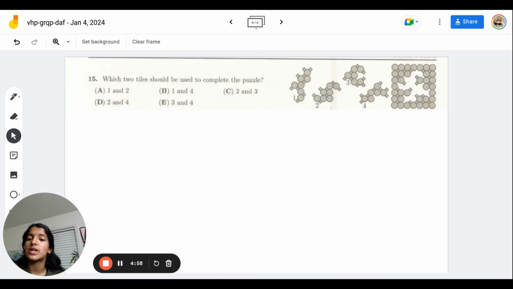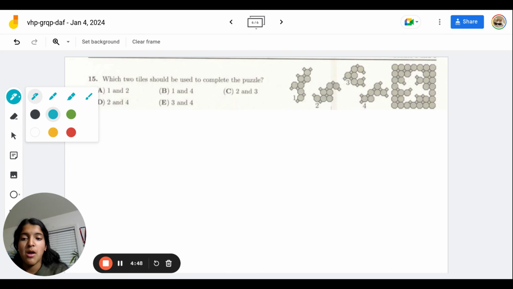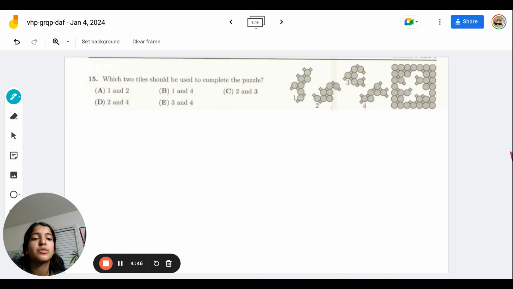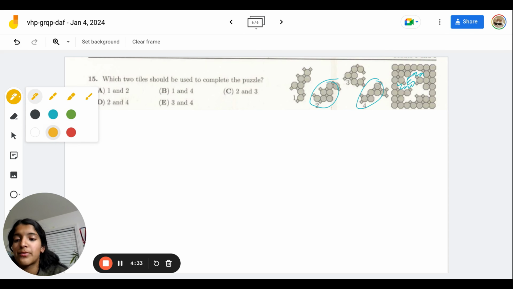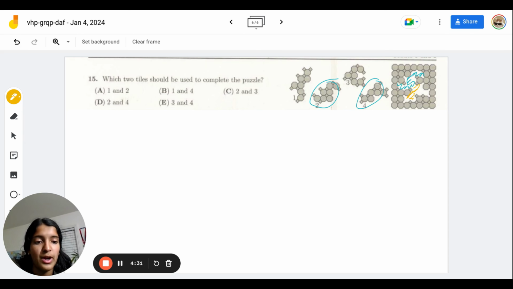15. Which two tiles should be used to complete the puzzle? So this problem is really similar to the problem that we did before with the hexagon. So I'm not going to go over it that much, but basically what you would do is you would try out all of these different tiles and you would see that 2 and 4 work out pretty well. 2 would work out right here, and 4 would fit in nicely with 2 right over here. And the answer to this problem would be D, 2 and 4.